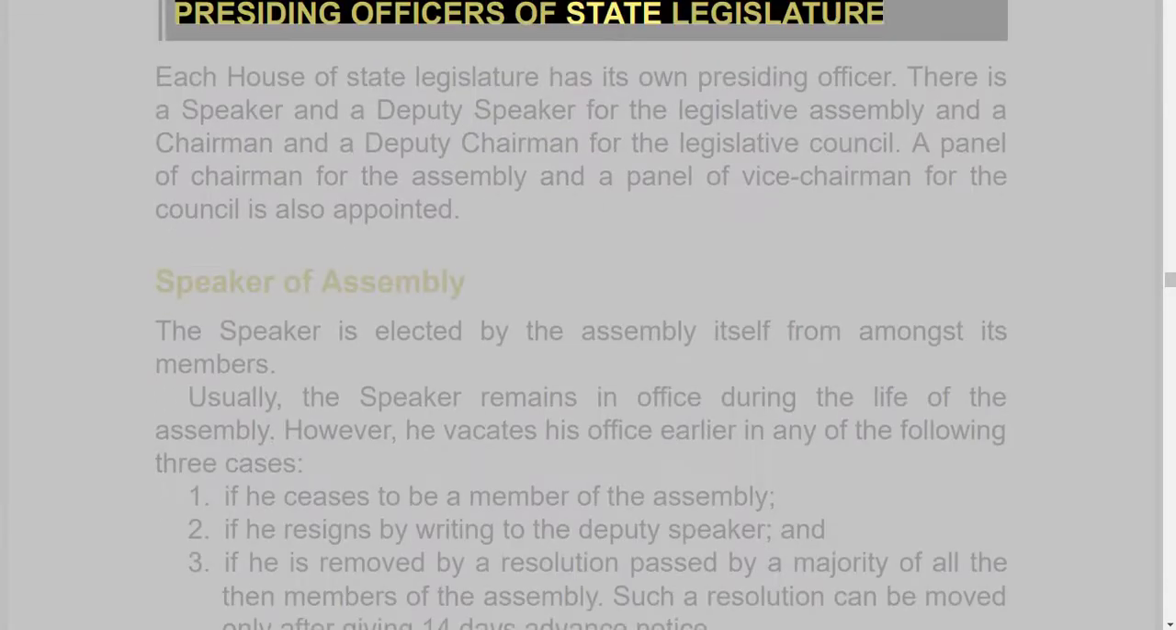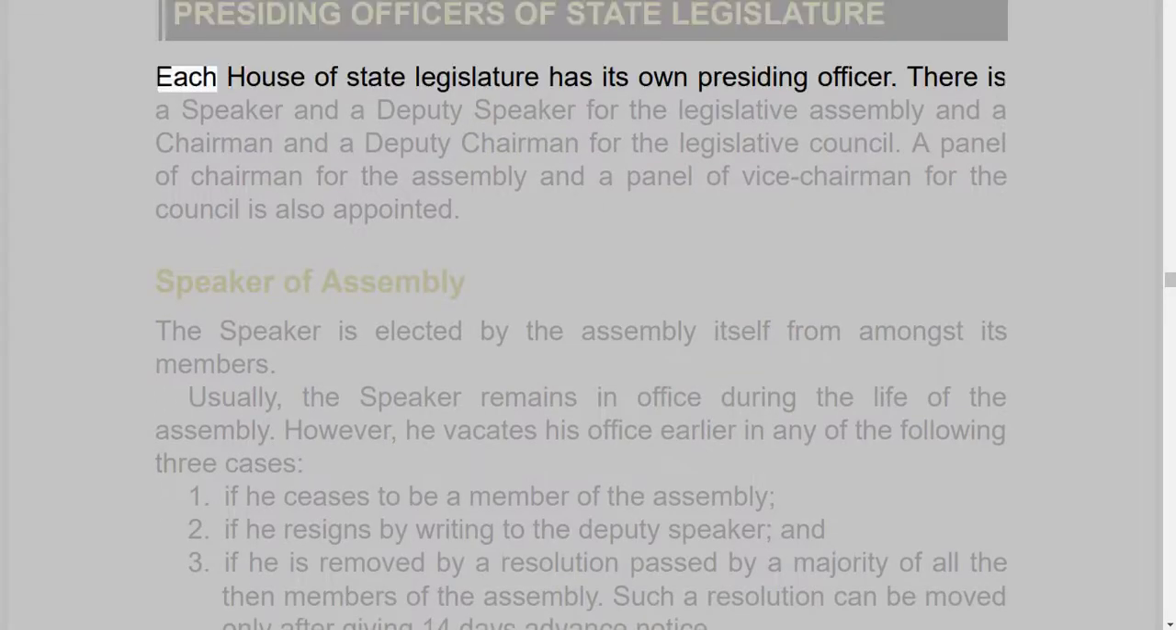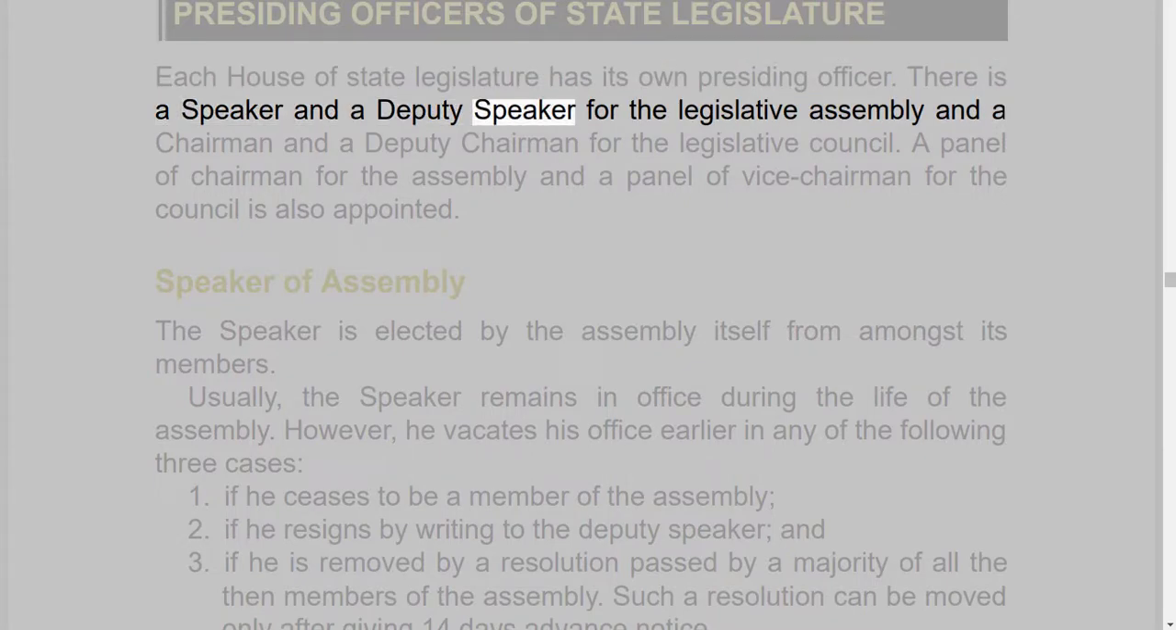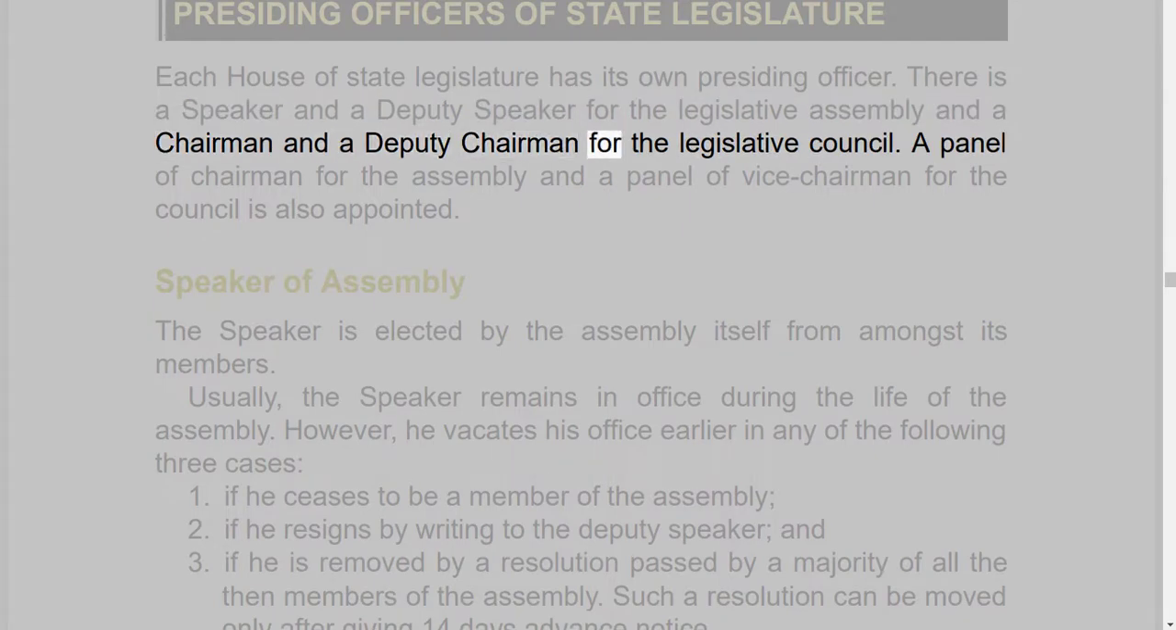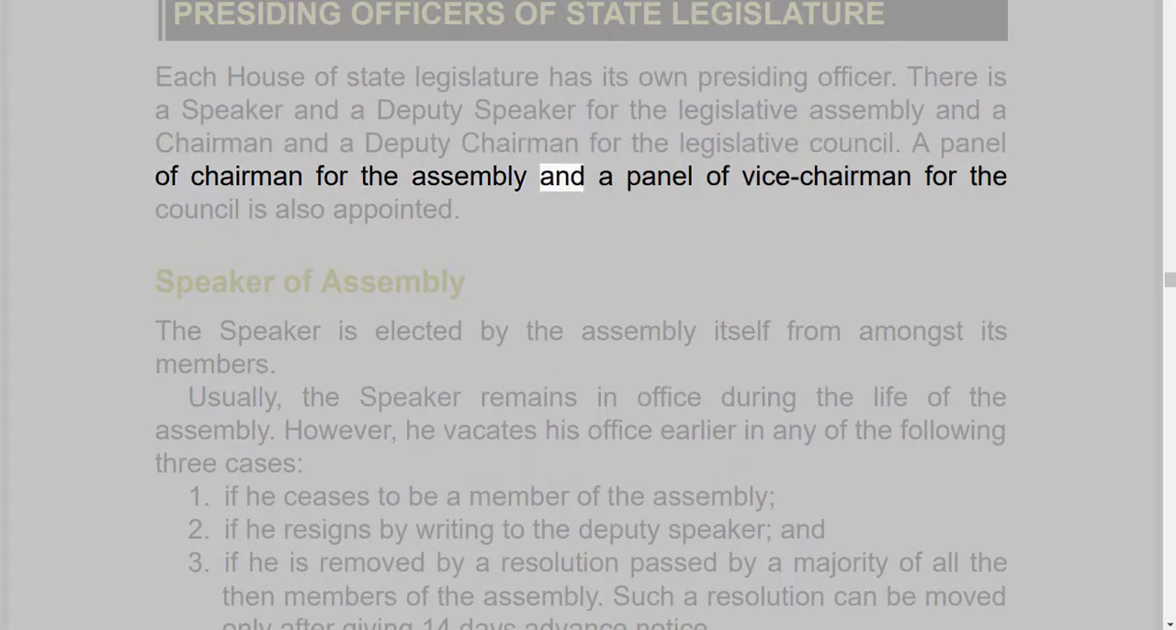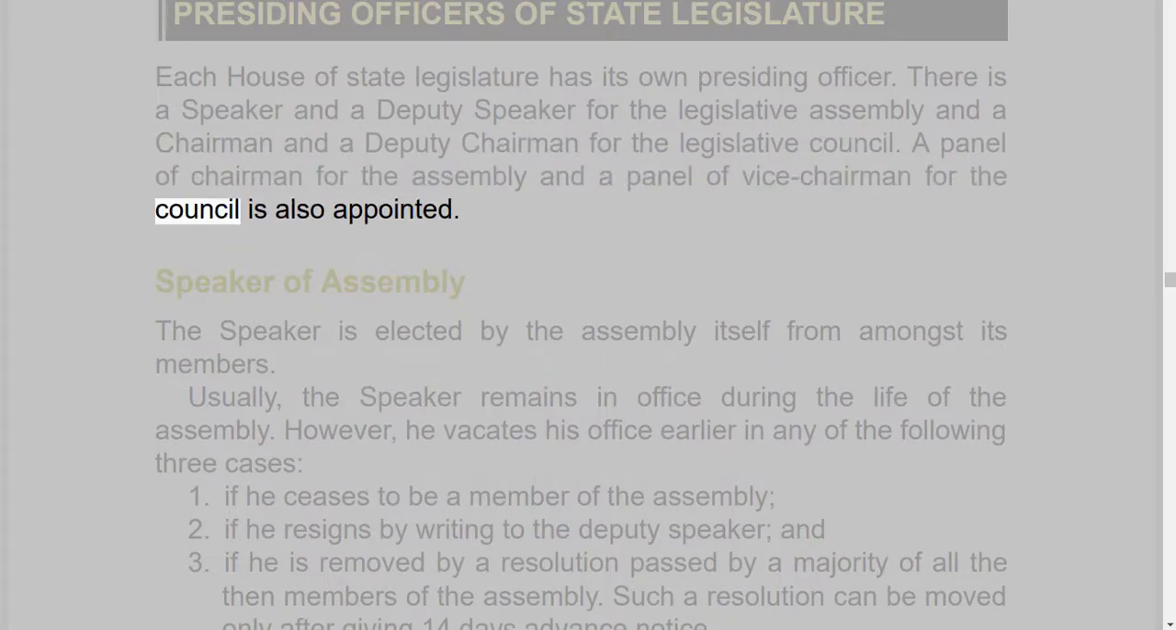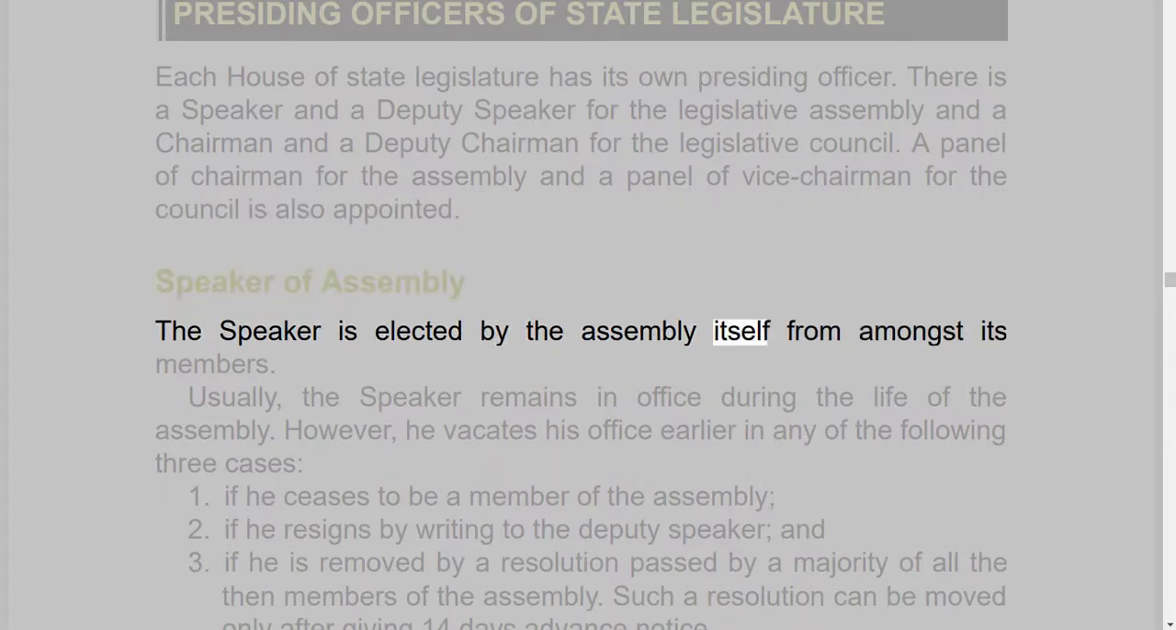Presiding officers of state legislature. Each House of state legislature has its own presiding officer. There is a Speaker and a Deputy Speaker for the Legislative Assembly, and a Chairman and a Deputy Chairman for the Legislative Council. A panel of Chairmen for the Assembly and a panel of Vice Chairmen for the Council is also appointed. Speaker of Assembly. The Speaker is elected by the Assembly itself from amongst its members.